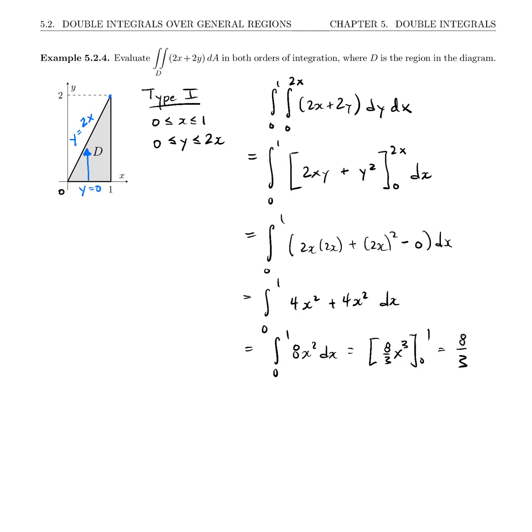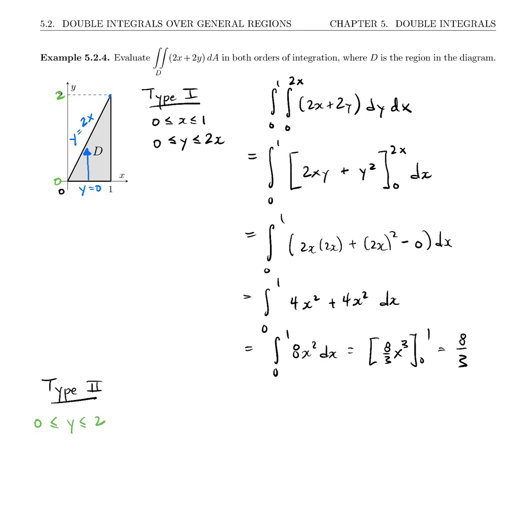So now we're going to rewrite that region D as a type 2 region, do the integral as a type 2 double integral, and hopefully get the same answer. So let's try it. As a type 2 region, well, now we need our bounds to be constants in y. So 0 is less than or equal to y is less than or equal to 2.